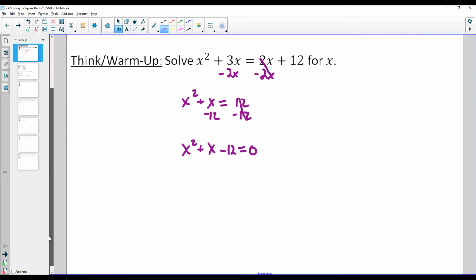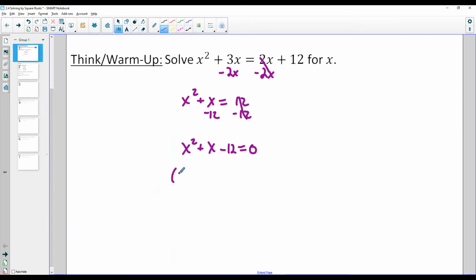And then from here we could factor. It's going to be x and x, because x times x is x squared. And then I need two numbers that multiply to that last number, negative 12, and add to that middle number, 1. There's an invisible 1 there. And the two numbers that I could do that are going to be positive 4 and negative 3. So I stick positive 4, negative 3 into there.